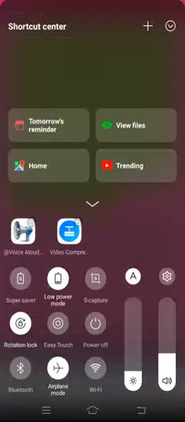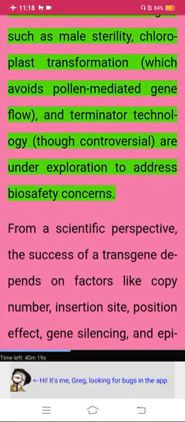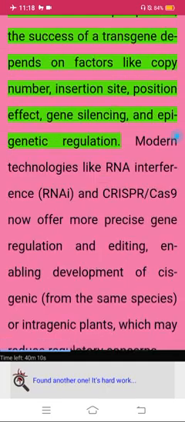Gene containment strategies such as male sterility, chloroplast transformation, which avoids pollen-mediated gene flow, and terminator technology, though controversial, are under exploration to address biosafety concerns.